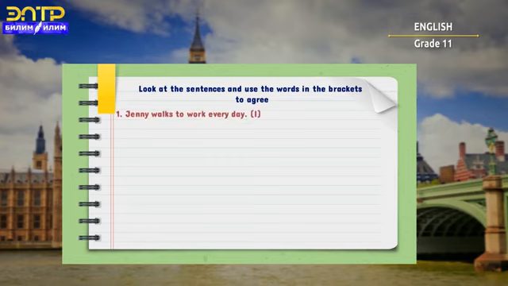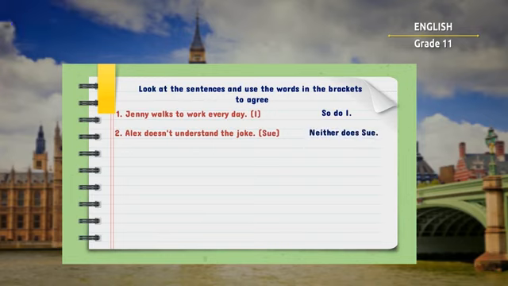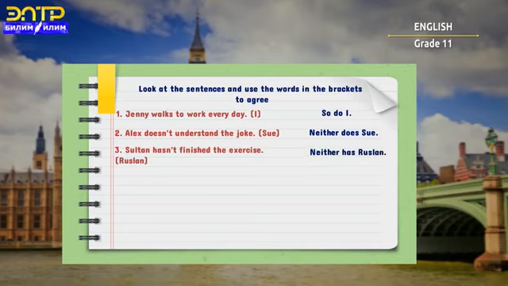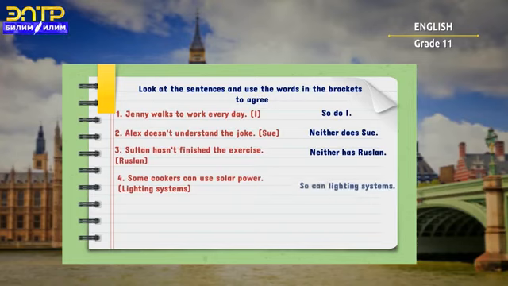Jenny walks to work every day. So do I. Alex doesn't understand the joke. Neither does Sue. Sultan hasn't finished the exercise. Neither has Ruslan. Some cookers can use solar power. So can lighting systems.